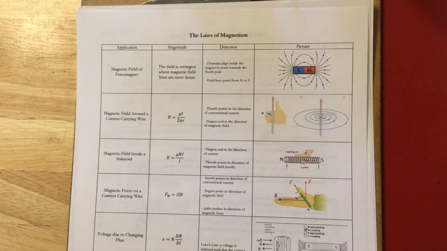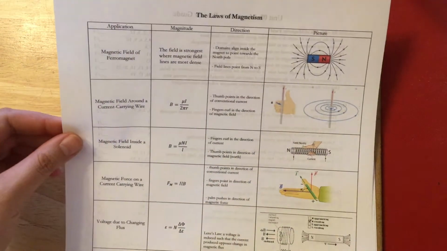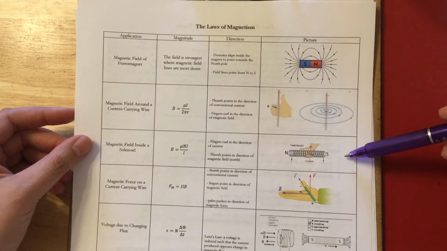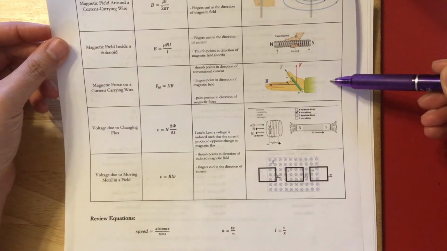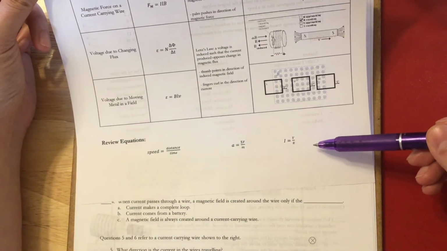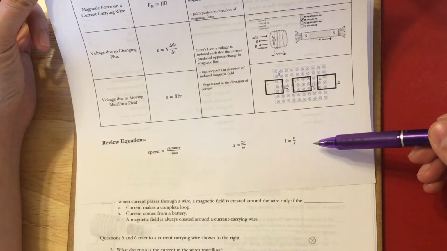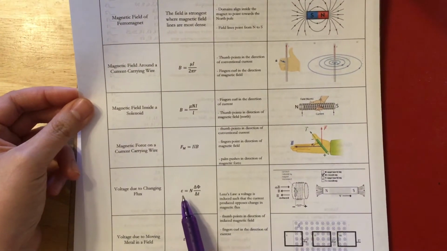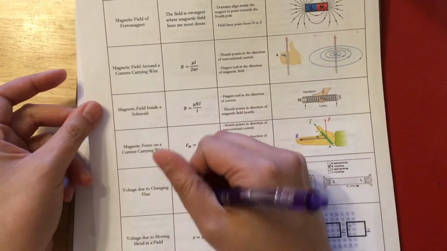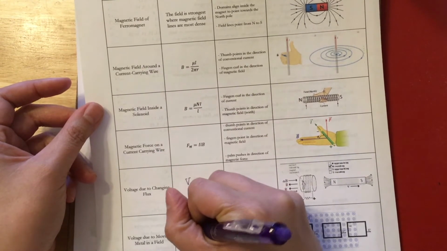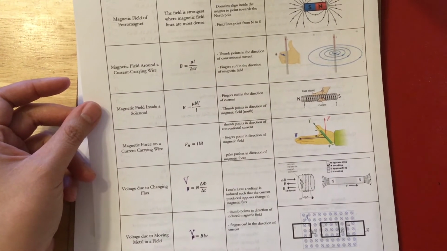Okay, that being said, another good use of your time would be to use these laws of magnetism to practice the direction rules for field, force, and Lenz's law. I also included the review equations that you might need to know for this unit. Notation wise, notice that this E over here for electromotive force will most likely in class use a big capital V for voltage. That's the new notation.